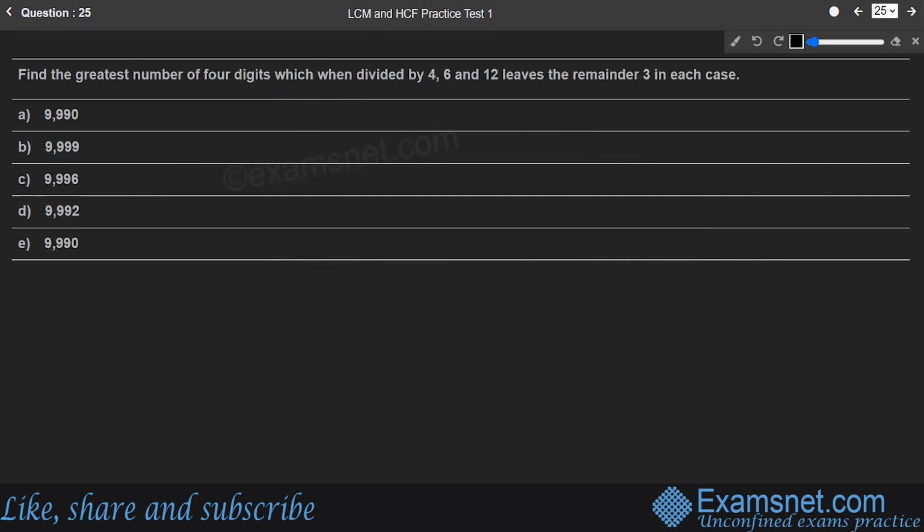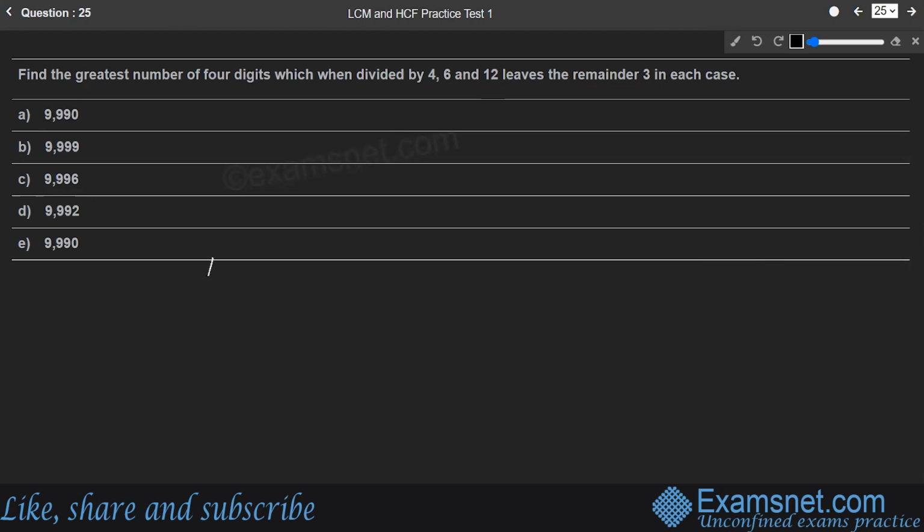Now, what he's asking for: find the greatest number of 4 digits, which when divided by 4, 6 and 12, leaves the remainder of 3 in each case. We have done these type of questions earlier also. For this, we need to know what? We are supposed to find out the greatest 4 digit number, which is divisible by 4, 6, 12.